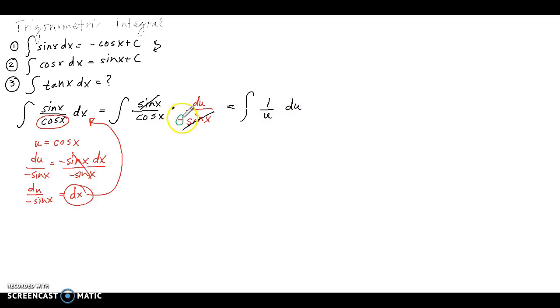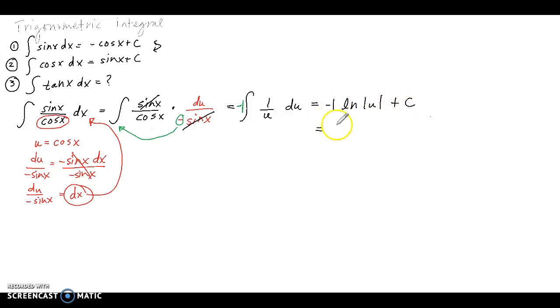This negative is a negative 1, and that quantity can go all the way outside the integration because it's a constant, so I have a negative 1 out here. Okay, now that I have it written this way, it's really easy to integrate. We also know the integral for 1 over something is ln of that thing. So we have ln absolute value of u with a negative 1 on the outside plus c.